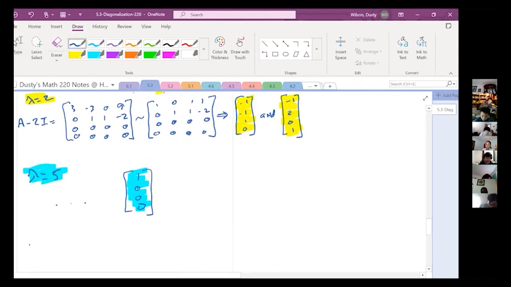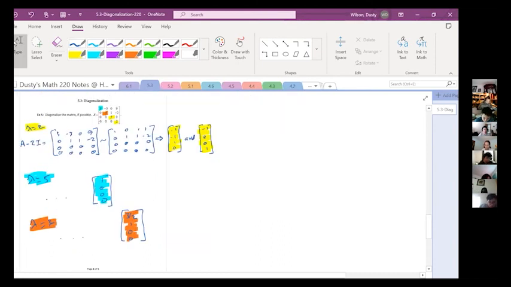And for lambda equals 3, the orange one, I got 3 halves and 1, 0, 0. So notice you have 4 linearly independent eigenvectors. So since you've got 4 linearly independent eigenvectors, we're going to say yes, A is diagonalizable.